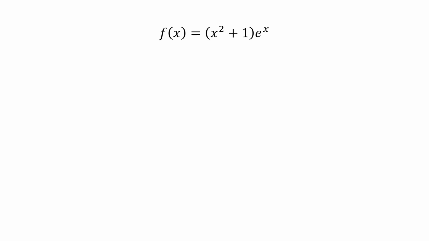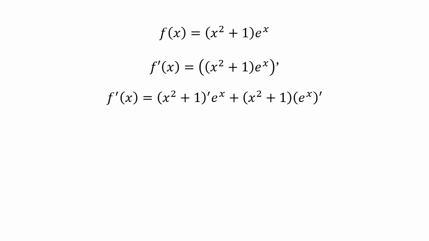We will begin by differentiating the function f of x equals (x squared plus 1) times e to the x. To differentiate this function, we will apply the product rule. This gives us f prime of x equals (x squared plus 1) prime times e to the x plus (x squared plus 1) times (e to the x) prime.